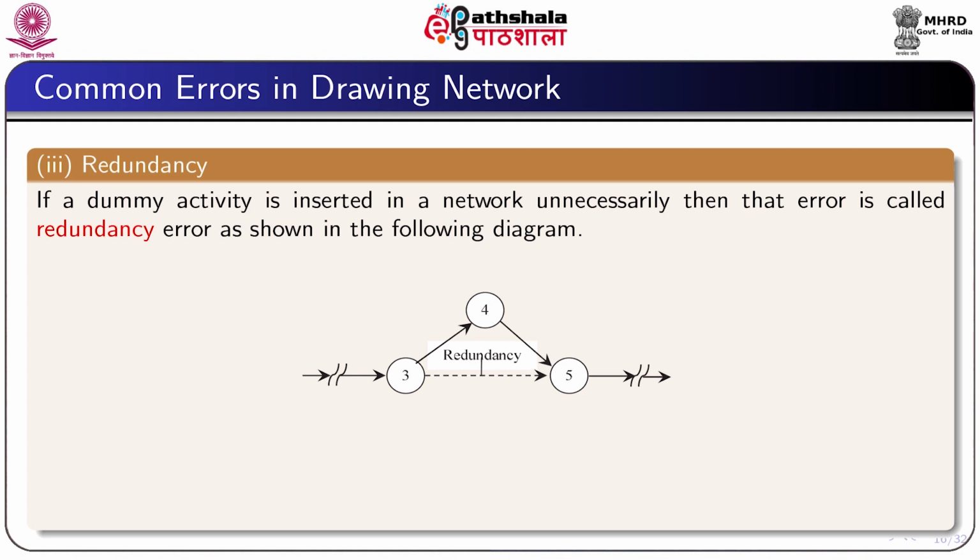Therefore, this dummy activity connecting the nodes 3 and 5 is called the redundancy dummy activity, and this type of dummy activity is actually an error in the network diagram, which is called the redundancy error.